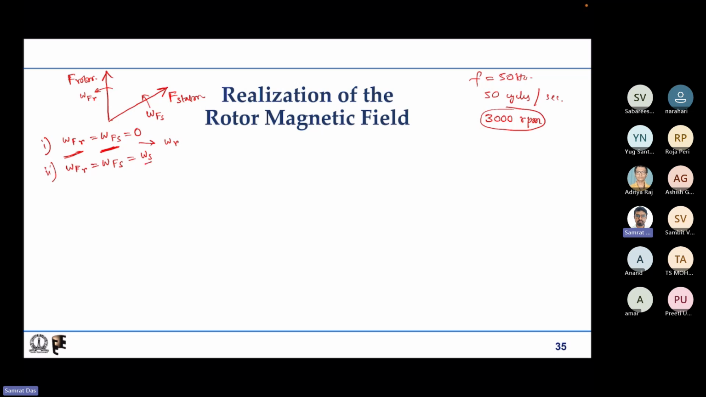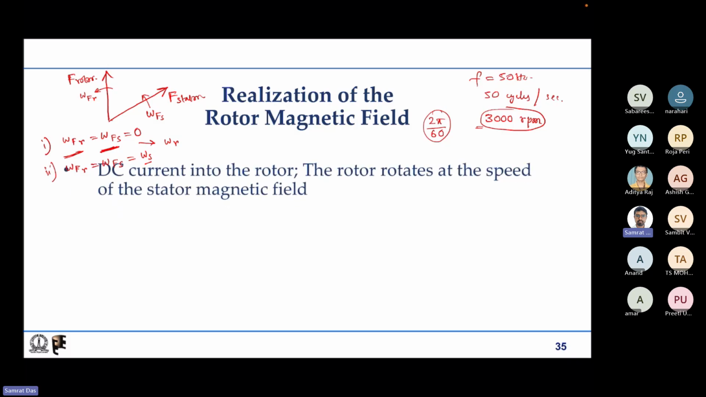In general notation, omega is always in radian per second, but bear with me for these things. So this has to be multiplied by 2 pi by 60 in order to get omega, the angular speed in radian per second. So the second way of getting continuous torque is that both magnetic fields are rotating and they are at the same speed. So let us see how to produce that.